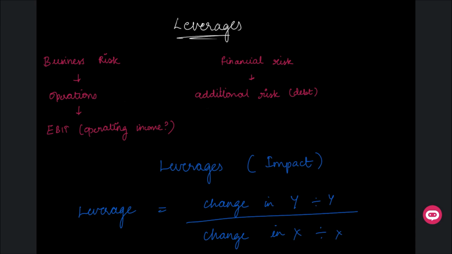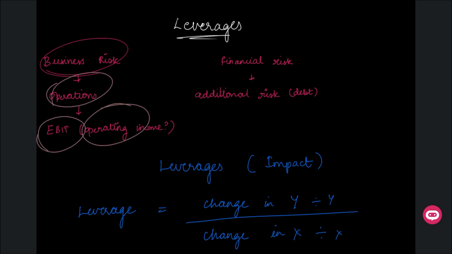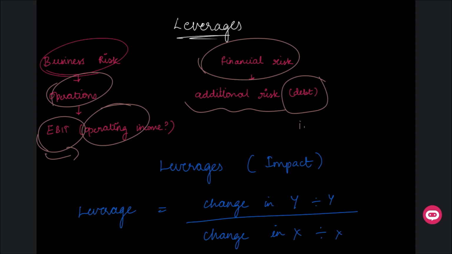Let us do a quick revision of this chapter, leverages. There are two types of risk in a business environment. One is business risk, which is directly related to the operations, whether we will get the operating income or not, whether our EBIT will be enough to net off the expenses or not. Second is the financial risk. This is the additional risk due to the debt, that is the interest which is paid on the loan borrowed. All this causes the additional financial risk.